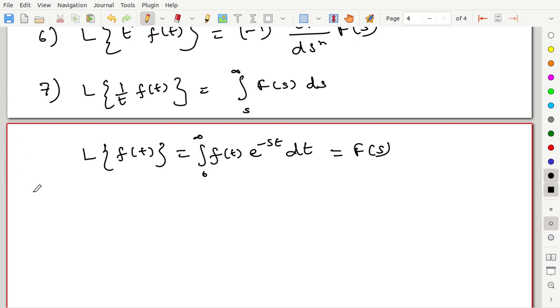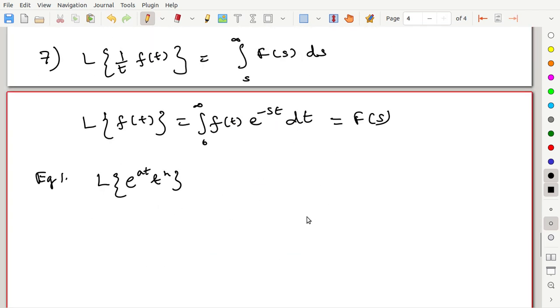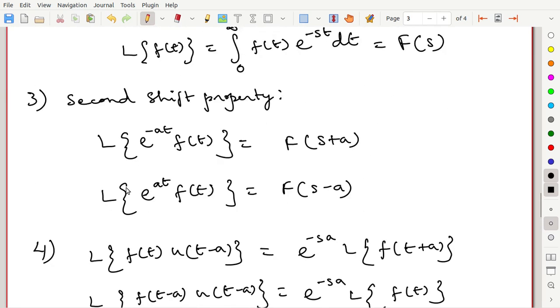So example 1. Find the Laplace transform of L of e power at t power n. Looking at this function, we can see that it is of the form in the shift property. It can be solved using the shift property.